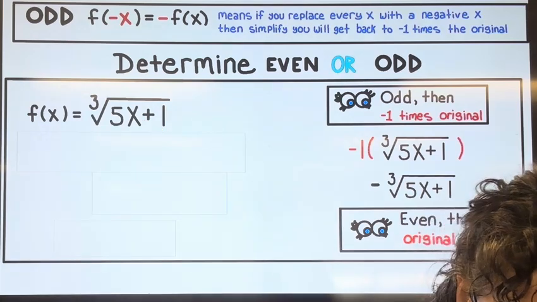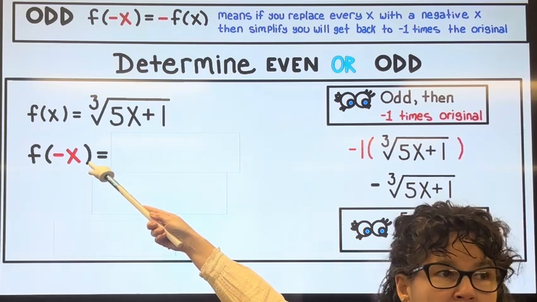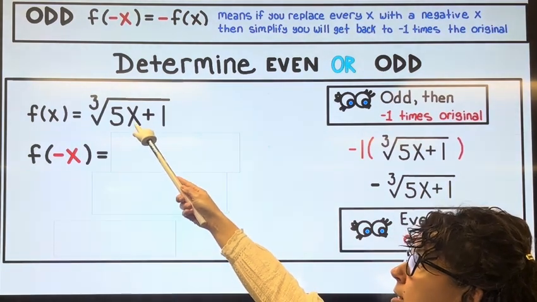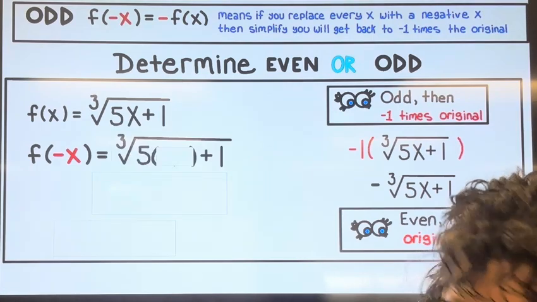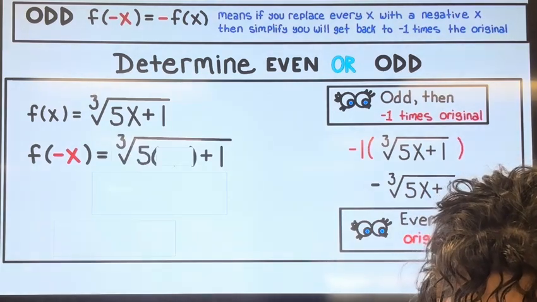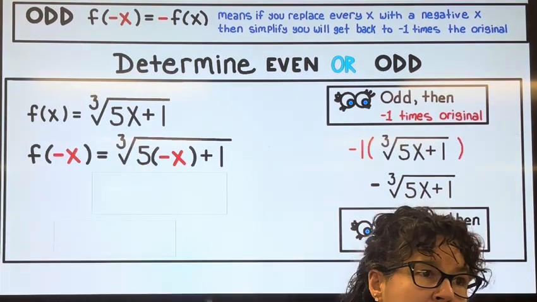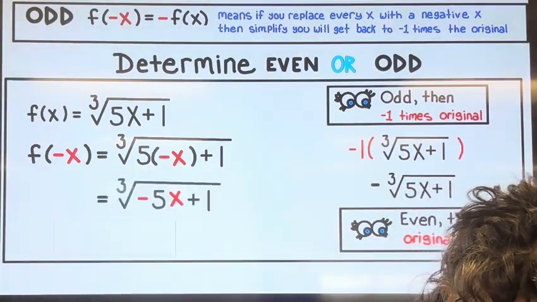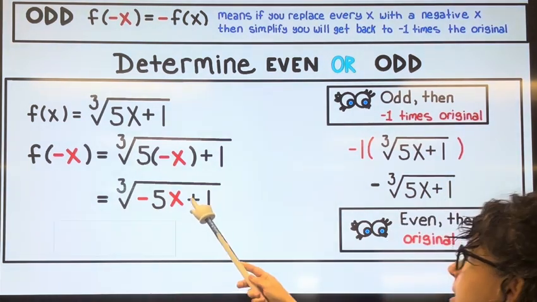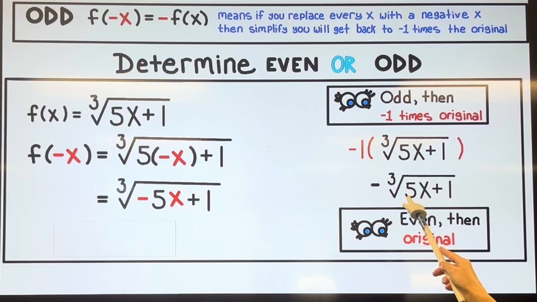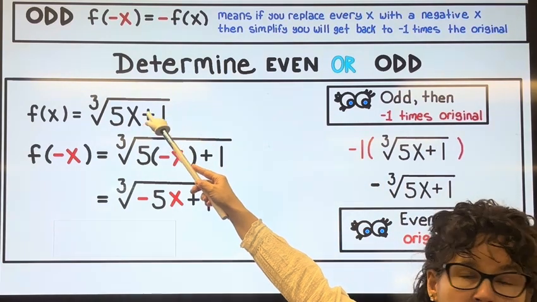So let's perform the test, which is replacing every x with a negative x. So I'm going to turn this x right here into negative x. So making the substitution. Now let's simplify. 5 multiplied by negative x is negative 5x. And we're looking to see, does this look like -1 times the original, or does it look like the original?